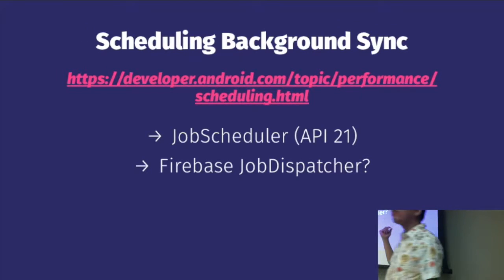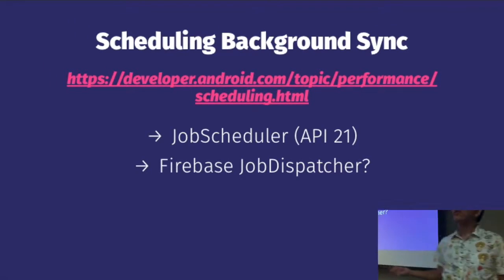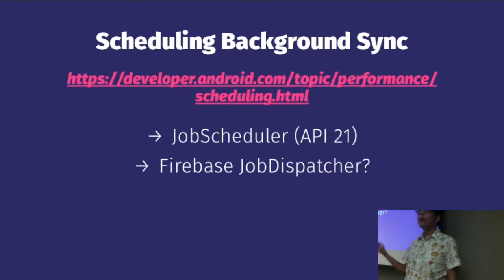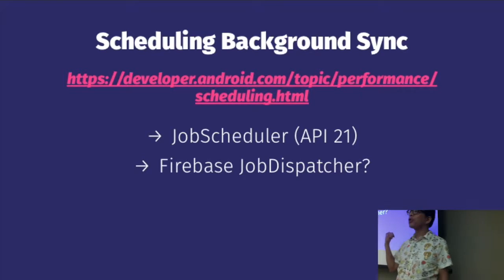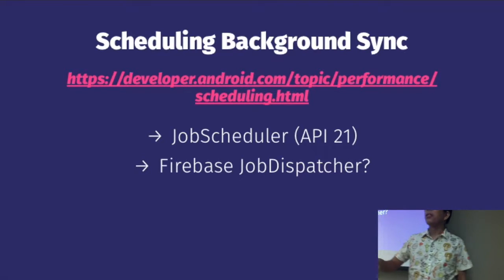But I put a question mark here because while the source code is available, most of us are used to installing libraries by just putting that dependency line and trusting that it's in some Maven artifact repository somewhere. But this isn't. The installation instructions for Job Dispatcher now say, check this code out, compile it, take that AAR, link it into your app.